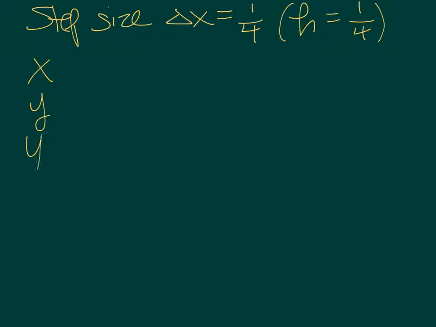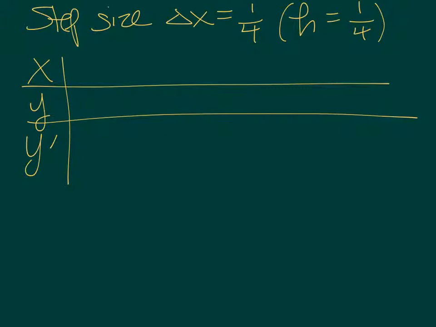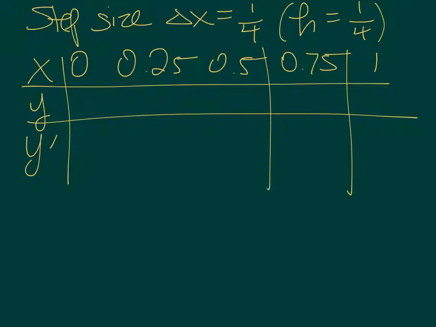X, y, y prime. So we need a slightly bigger chart because our step size is a quarter. We're starting at 0. We go to 0.25, we go to 0.5, 0.75, and finally to 1. And our first y value is the initial condition that's given to us, 2, and our first slope is 2.